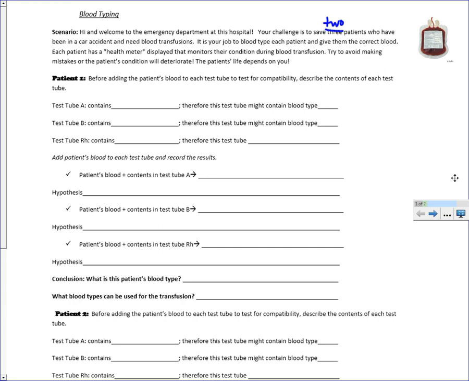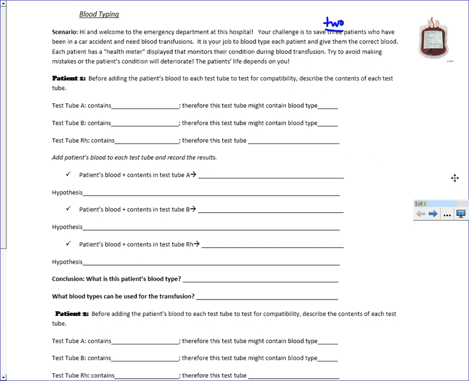Instead, you do what? Take a sample of their blood and do what? Test it how? Adding it to another type of blood type that you're going to add it with and see what happens in a laboratory setting before you actually put it in that person.